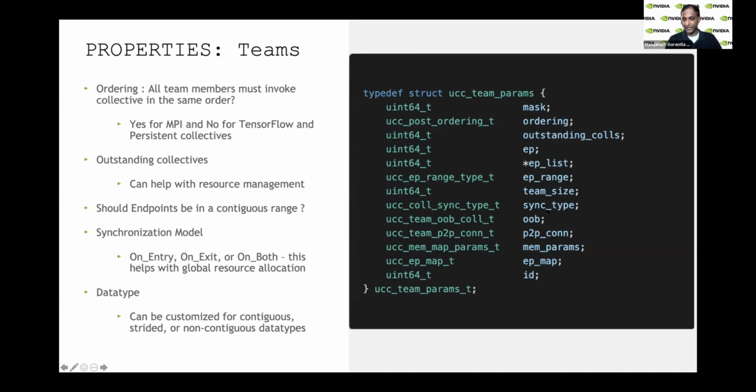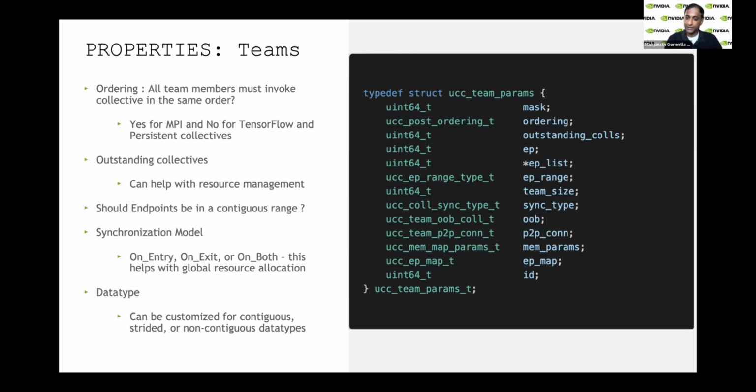Again, it can be synchronous or asynchronous. And OOB here is: when you want to create a team, you need a collective to build the team, at least the first collective. After that, you could use the split operations. So if you already have some other way to boot up the library, you can use that. Or if there is no support for that, you can pass in null and internally we'll implement our OOB.